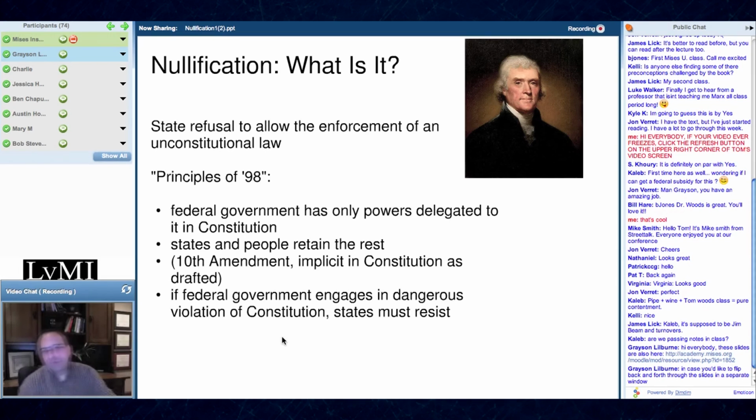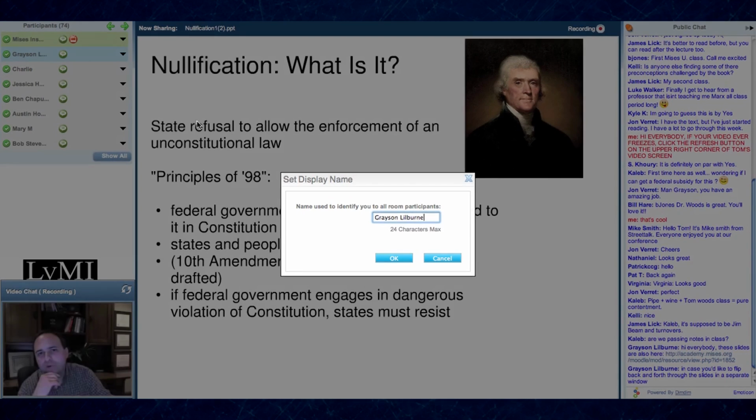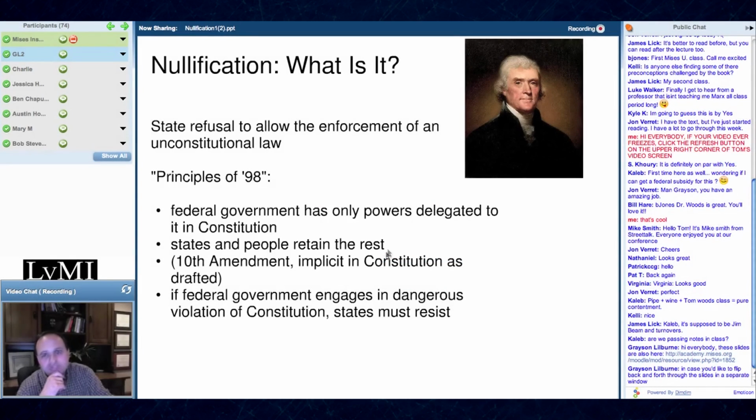But now here's really the linchpin of the Principles of 98. If the federal government engages in a dangerous violation of the Constitution, so notice that that's specified in the resolutions of 98, that it has to be a dangerous exercise of authority to advert to nullification. If there's a dangerous violation of the Constitution that takes place, the states have to stop it from occurring, from deforming the original Constitution. You can deal with lesser violations through means that are not quite so dramatic, like the ballot box and so on, but something that really reaches to the heart of the regime, something that overturns the America that everybody thought they were living in, namely the Sedition Act, as we'll see in just a moment.